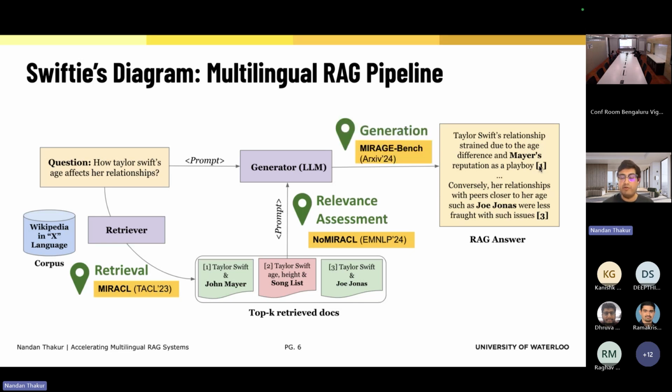And the third part will focus on the generation part. In this case, I would be evaluating, given the generator model and the answers, how well the answers are formed. Do they cite appropriately? And whether they are fluent or not.